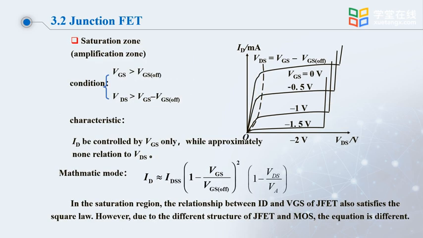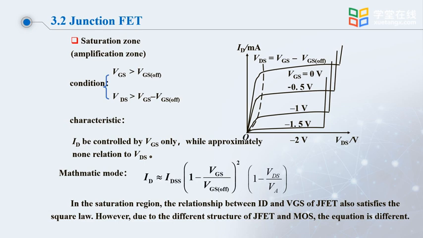If VDS increases to greater than VGS minus VGS off, at this point the channel is pre-clipped near the drain side. After the channel is pre-clipped, as the drain-source voltage increases, the current ID does not increase significantly. These curves are nearly horizontal.